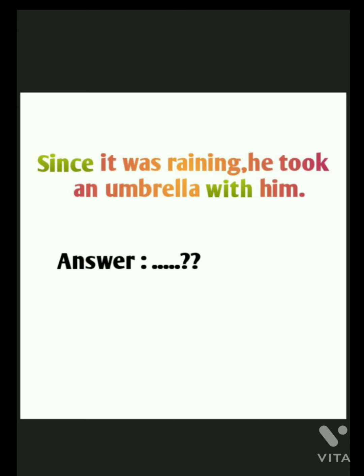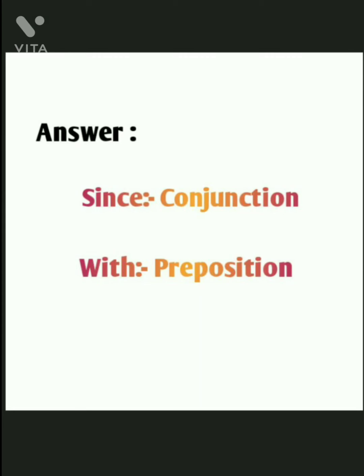Since it was raining, he took an umbrella with him. So what is the sentence? Since it was raining is one clause. He took an umbrella with him is another clause. Here you can see in the first clause the word since is in another color, and in the second clause with is in another color. So here you have to identify the part of speech for the word since as well as for the word with. Give it a thought. Here the answer is: since is a conjunction because it is connecting two clauses, and with is, the obvious answer, a preposition.